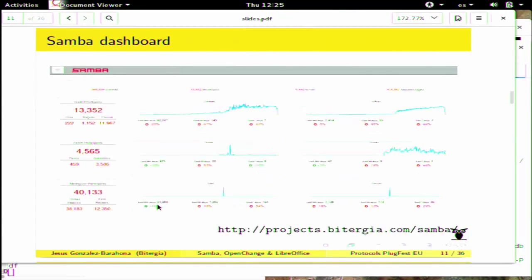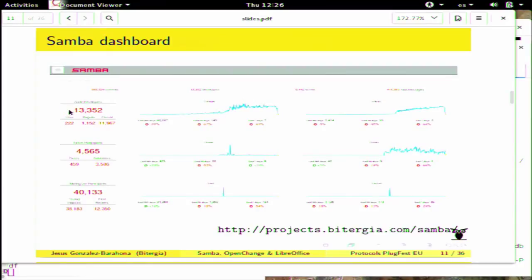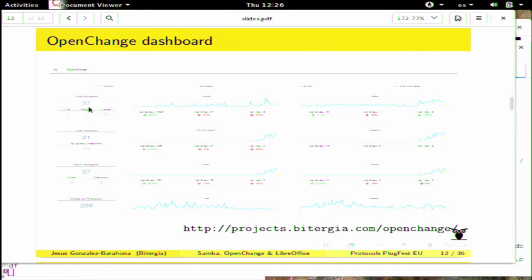You can start noticing some very important differences. For instance, this is the people participating over the history of the project. You have like 1,000 in the case of Samba, sorry, LibreOffice. You have more than 10,000 in the case of Samba. And you have a bit more than 30 in the case of OpenChange. This is the wide difference between the projects that I already mentioned.